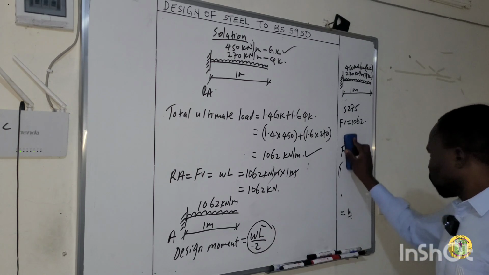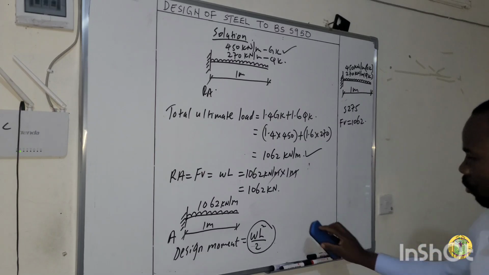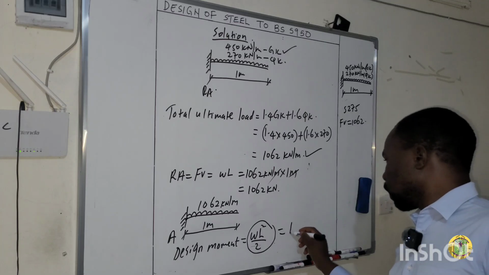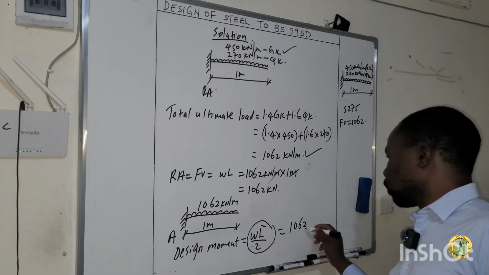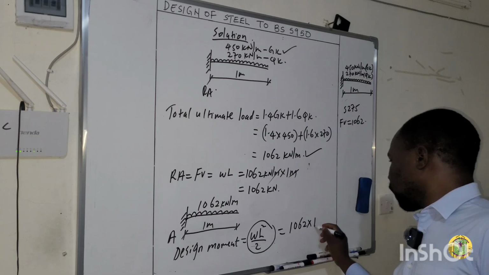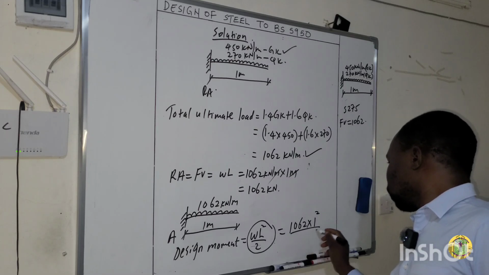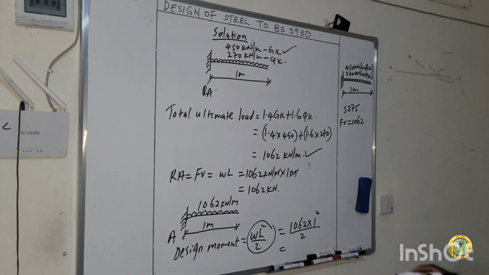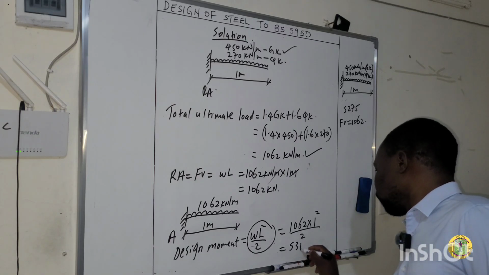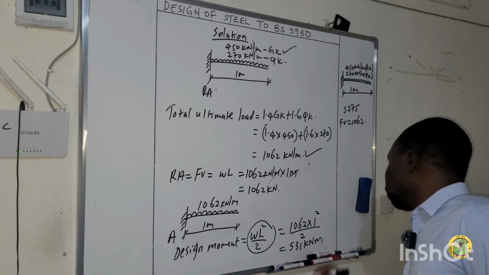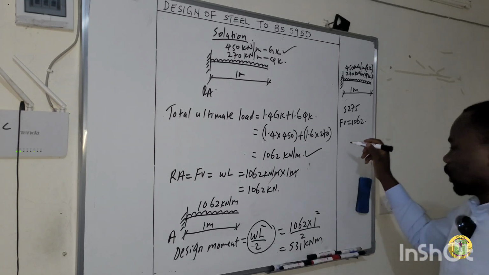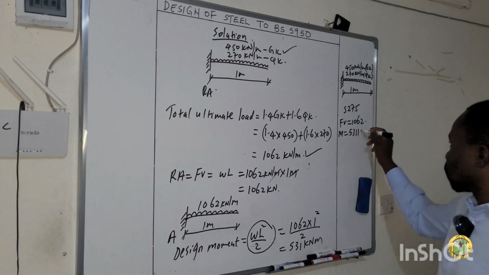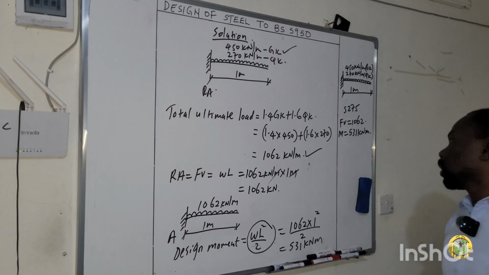So let's now find the value for the design moment. So this one is equal to 1062 times 1 squared, all over 2. So this one is equal to 531 kilonewton meter. Again, we'll come here and say M is equal to 531 kilonewton meter.